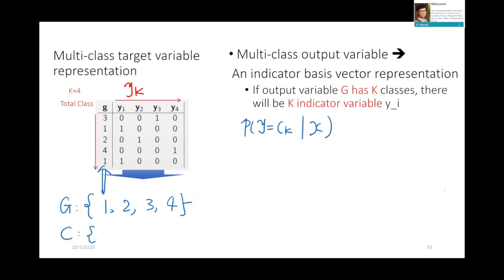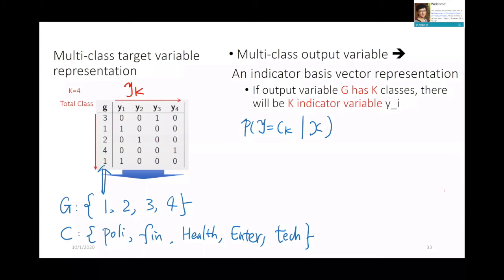Maybe I'm trying to classify newsletters into different classes. Is it about politics? Is it about finance? Is it about health? Is it about entertainment? Let me make it 5 so you get a sense of it. Then there should be technology. So in the first case, k equals 4. In the second case, k equals 5. This is the size of the class space.